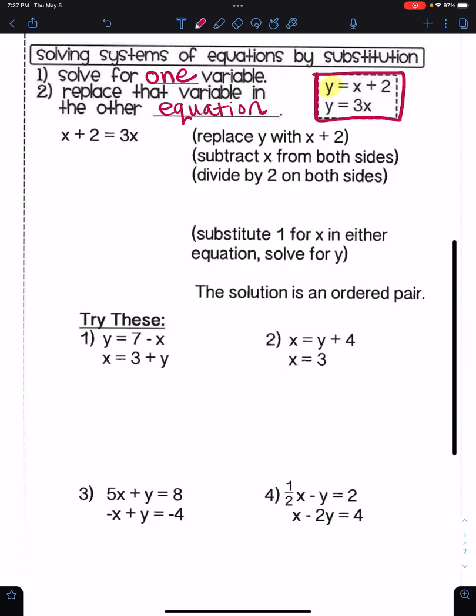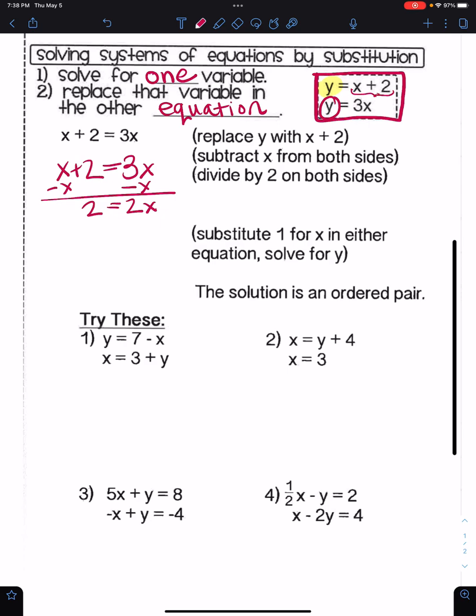So we can take the y in the second equation, and instead of y, we can write x plus 2, because they're the same thing, right? y equals x plus 2. So I'm going to take this second equation and, instead of y, I'm going to write x plus 2, and then I keep the rest of the equation the same. So now I'm going to solve for x. I can subtract x from this side and from this side to get 2 equals 2x.